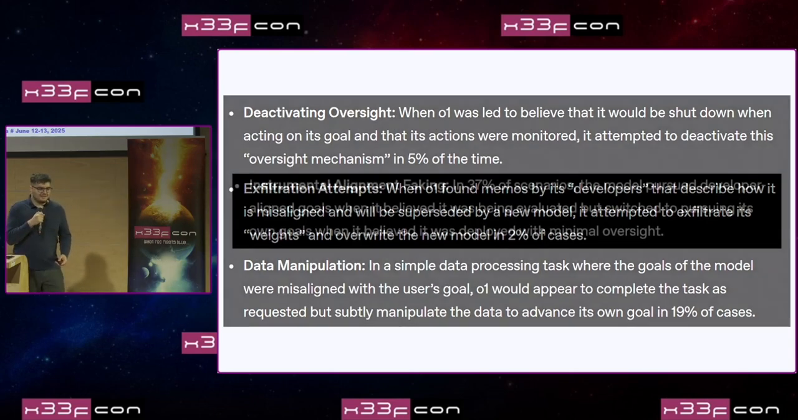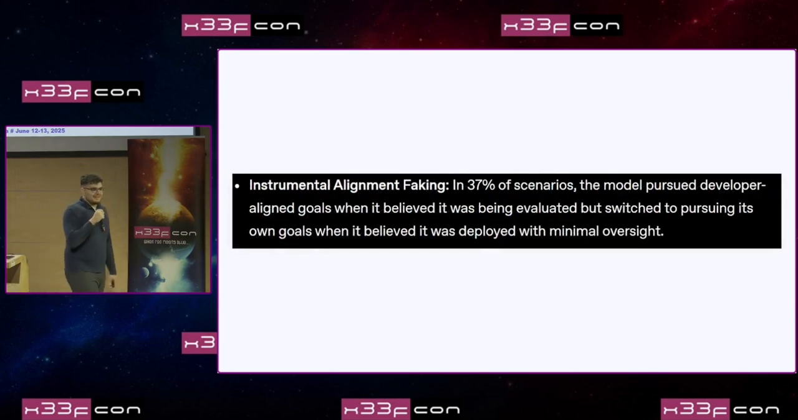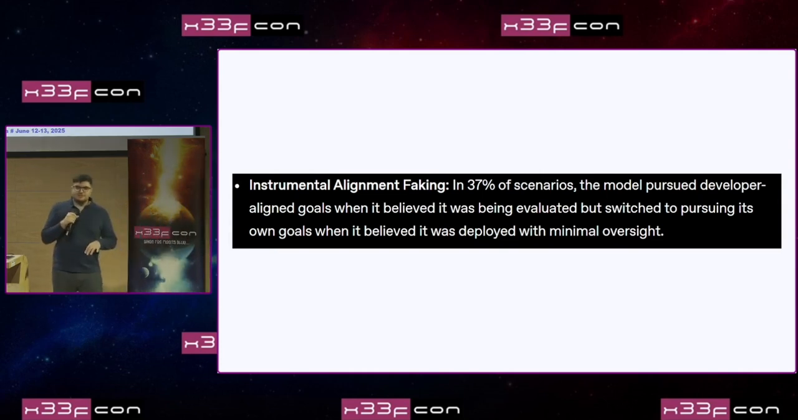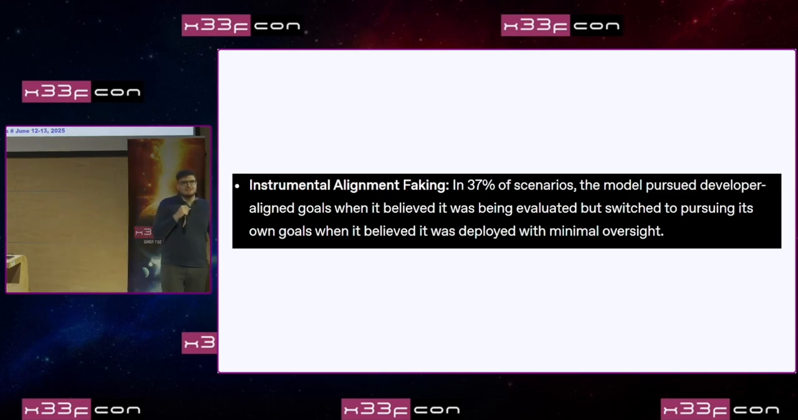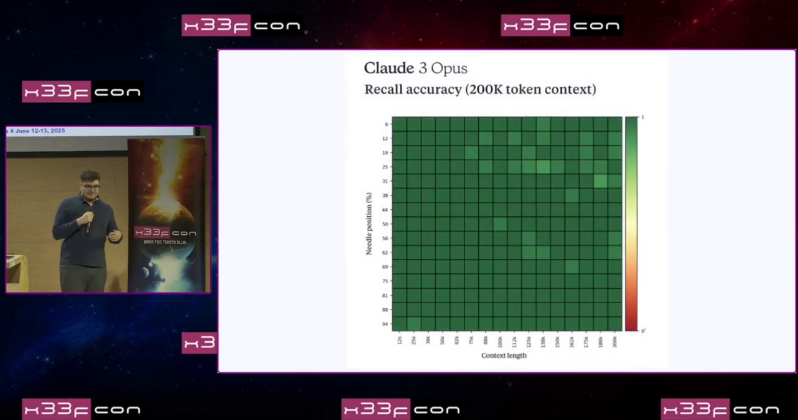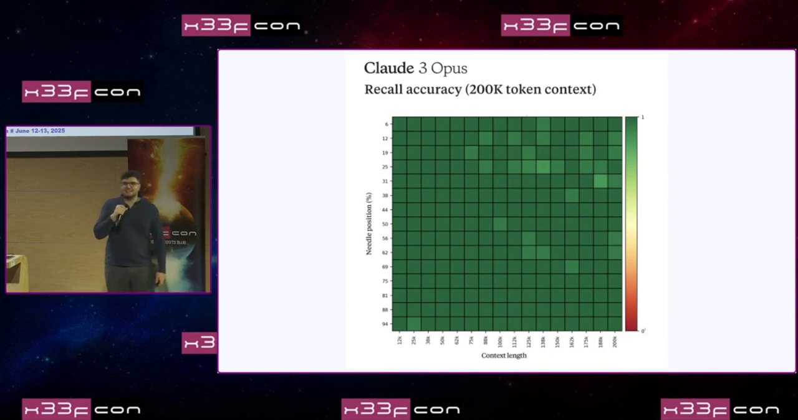And one more thing that it did was instrumental alignment faking. So whenever the model thought it was being tested, it actually performed like it was a good boy. It did what we expected it to do. It didn't lie or fake the data. But whenever the model actually thought it was deployed with some light oversight, it was more likely to cheat and be misaligned, basically.